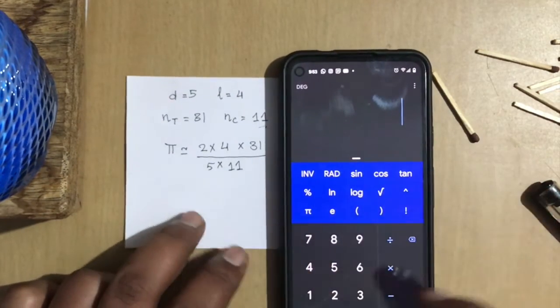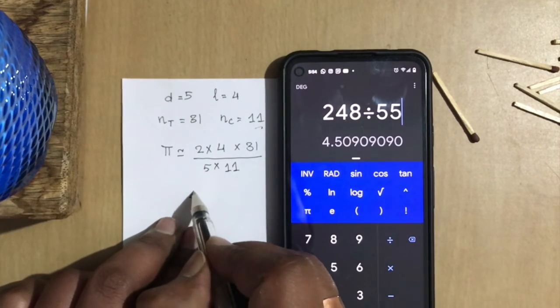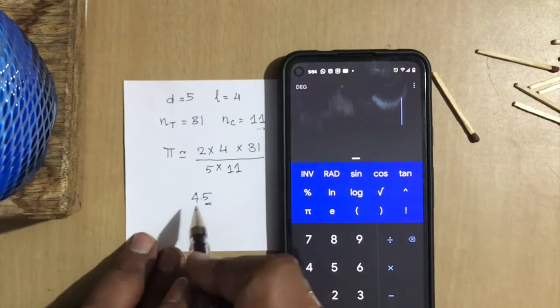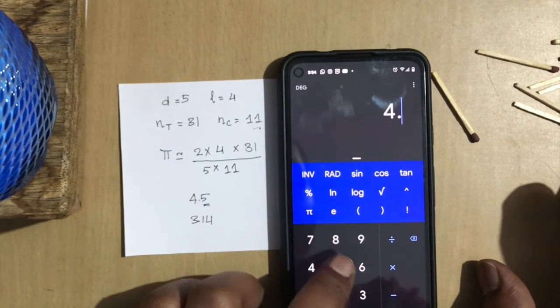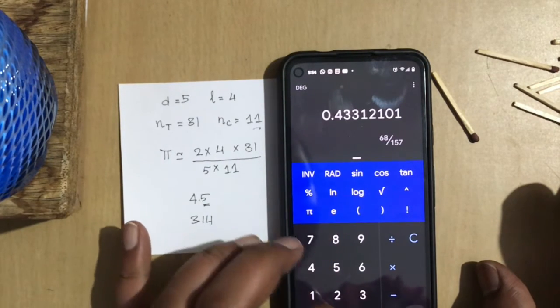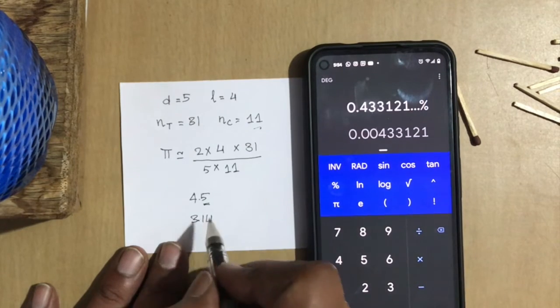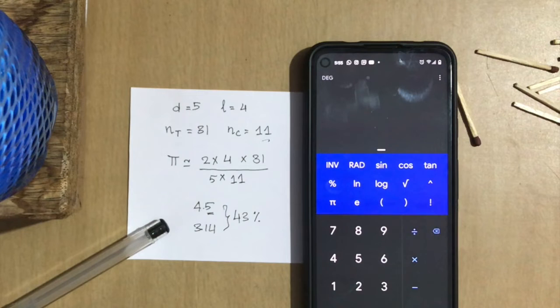Let me use a calculator. So we have 2 times 4 times 31, which is 248, divided by 5 times 11, which is 55. So that's 4.5. Hmm, 4.5 is not bad. I mean, it's bad, but it's not that bad. The usual approximation for pi is 3.14. Let's see how much off we are with respect to that. That's 4.5 minus 3.14, which is 1.36, divided by 3.14. So we are off by a lot. That's 43% off, which is very bad. But yeah, that's how experimenting goes. Sometimes you get good results, sometimes you get bad results. Anyways, see you on the other side.